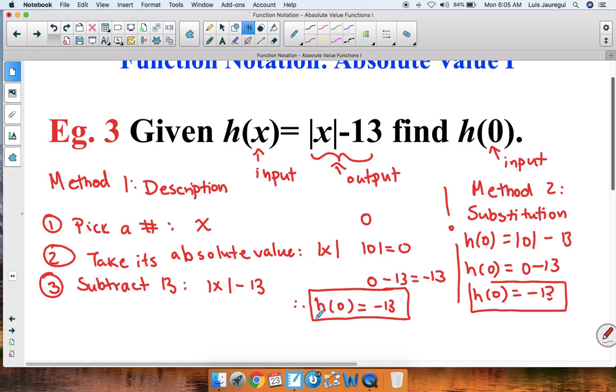Now, as part of an extension, we can say that we're given the point with coordinates 0, negative 13, since the input or x value is equal to 0 and the corresponding output or y value is equal to negative 13.